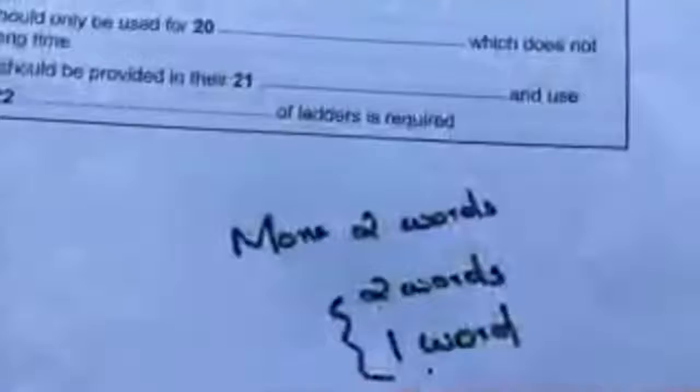You understand the trick? Suppose the question comes like this, not more than, what I'll write here. Suppose the question says no more than 2 words, then it can be 2 words or it can be 1 word. Got it? It can be 2 words or 1 word. But when it comes to 3 words, it can only be 2 words or 3 words, not 1 word.